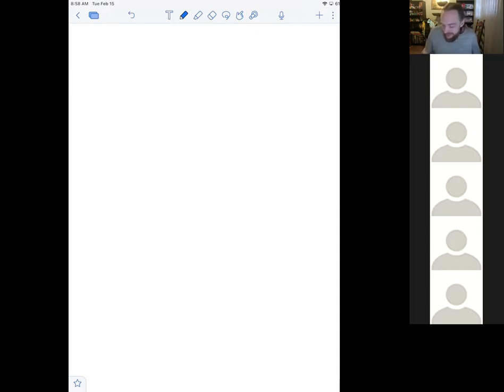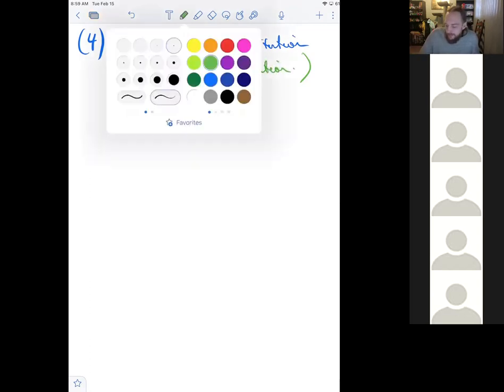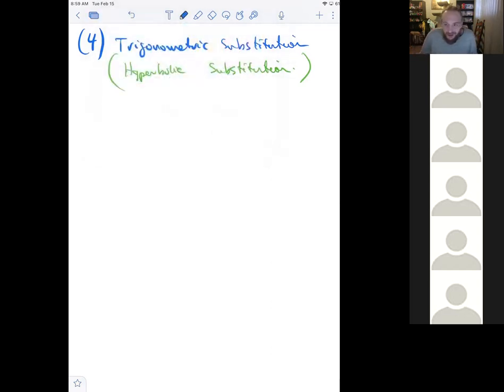I can't remember which one this is now, but I think it's four. We did the substitution rule, then integration by parts, then trigonometric integrals, then trigonometric substitution. In many cases you can also do hyperbolic substitution. I don't know if I'll get to it, but we can do hyperbolic just like we can do trigonometric.